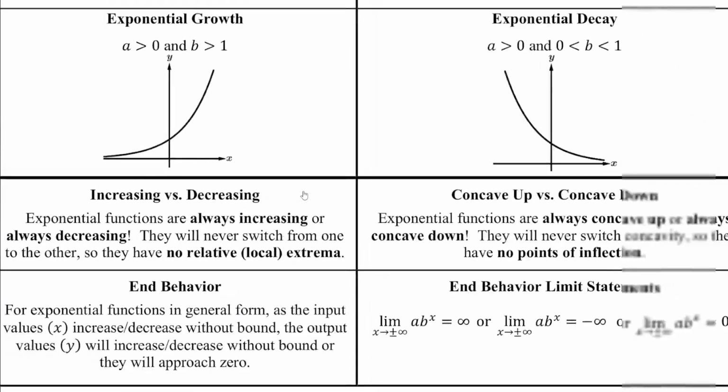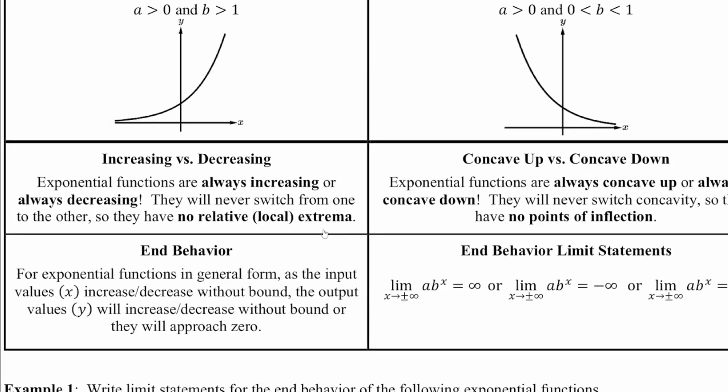These are some pretty good facts I'm going to read out to you. Feel free to skip through if you already read these. Increasing versus decreasing. Exponential functions are always increasing or always decreasing. They will never switch from one way to the other, so they have no relative extrema. And you can see that's true with this particular graph right here, that the whole entire time it's increasing. There's not a single point where it changes that, or else it wouldn't be an exponential function.